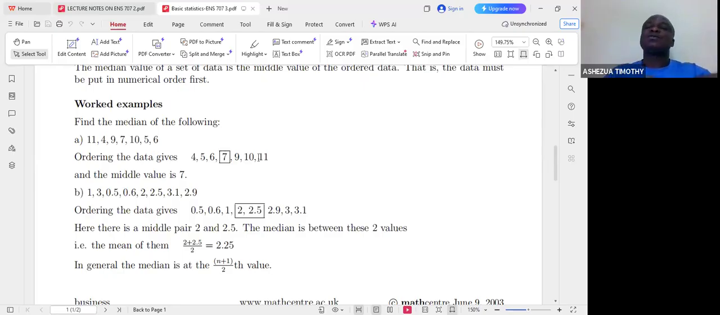So if you have an odd number and you are asked to find the median, you just get the middle value. But if the set of values in the distribution is even, there will be a pair. For even numbers, you're going to have a pair. So when you have a pair, you add those two together and divide by 2 to get the median. Is there any challenge there?